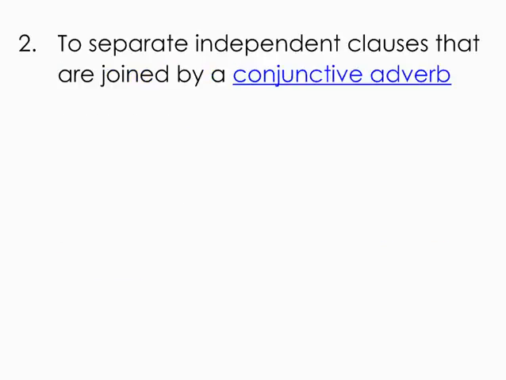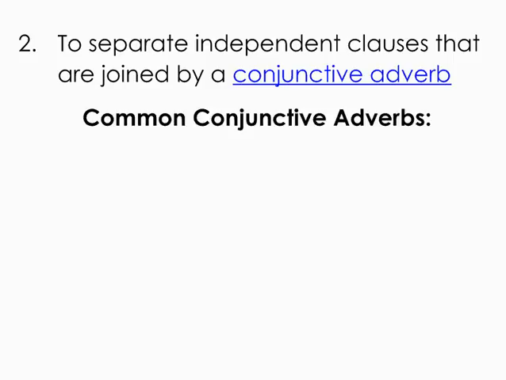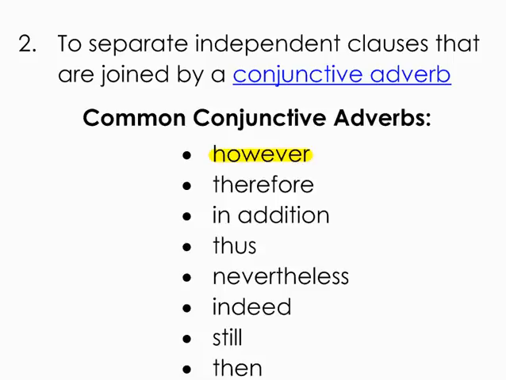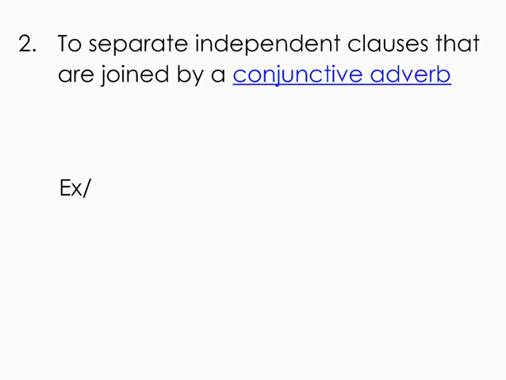The second way to use a semicolon is to separate independent clauses that are joined by what's called a conjunctive adverb. Some examples of conjunctive adverbs are however, one of the most common, therefore, in addition, thus, nevertheless, indeed, still, and then. Here's an example.